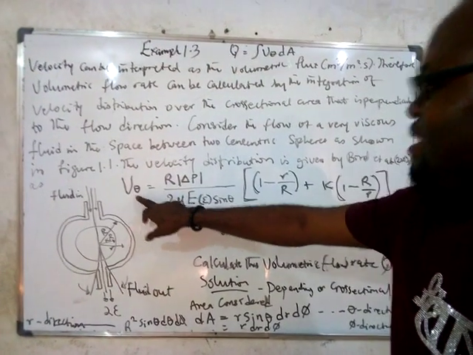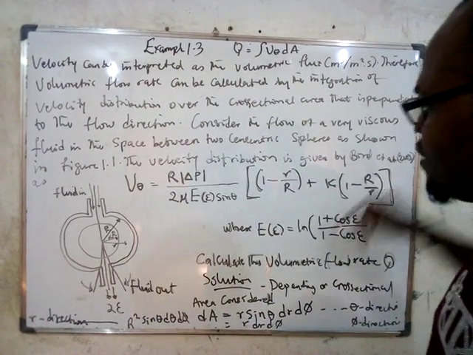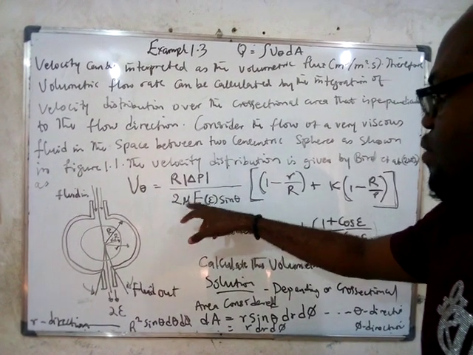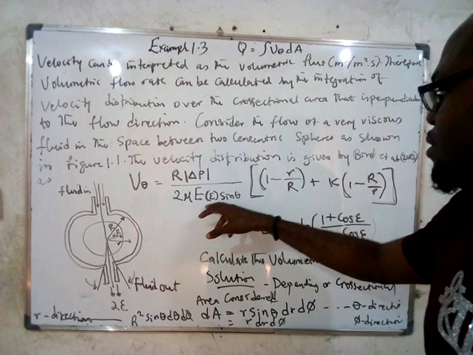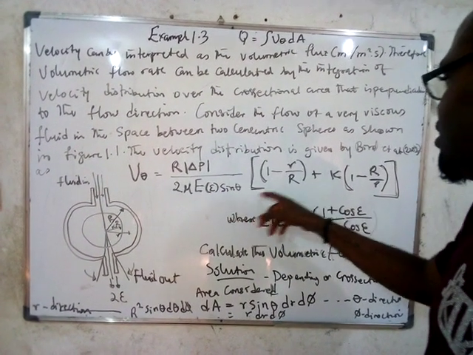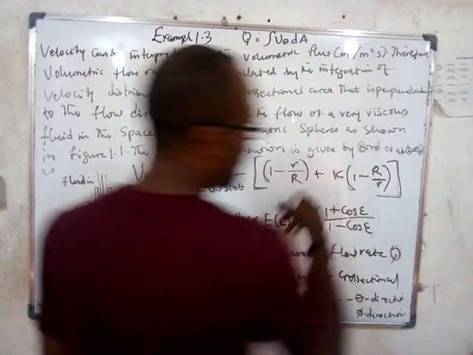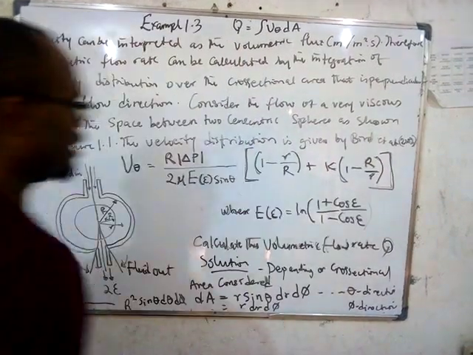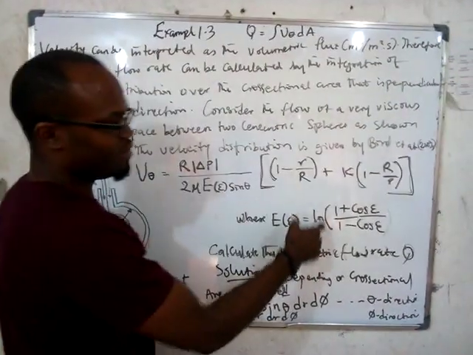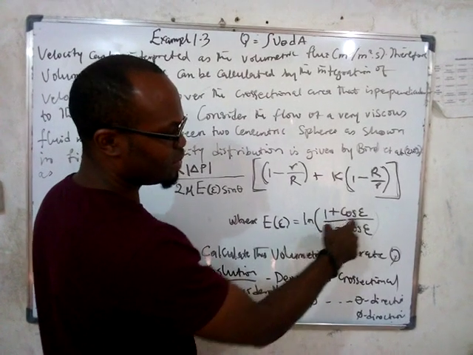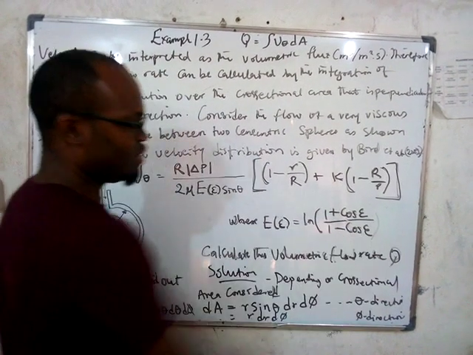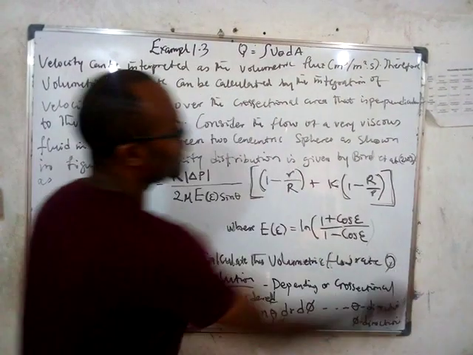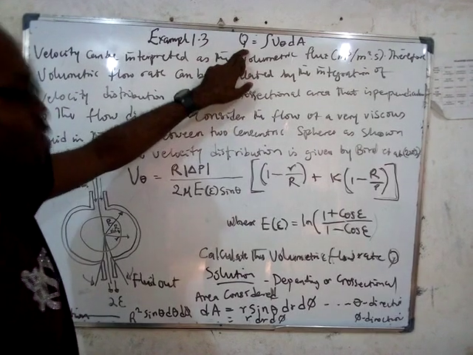He gave it as v theta equal to this expression: R dot P all over 2 mu E epsilon, sine theta, into 1 minus small r over big R plus K into bracket 1 minus big R over small r, where E epsilon is equal to ln of 1 plus cos epsilon all over 1 minus cos epsilon. Now you are told to calculate the volumetric flow rate Q. That is what you are told to calculate.